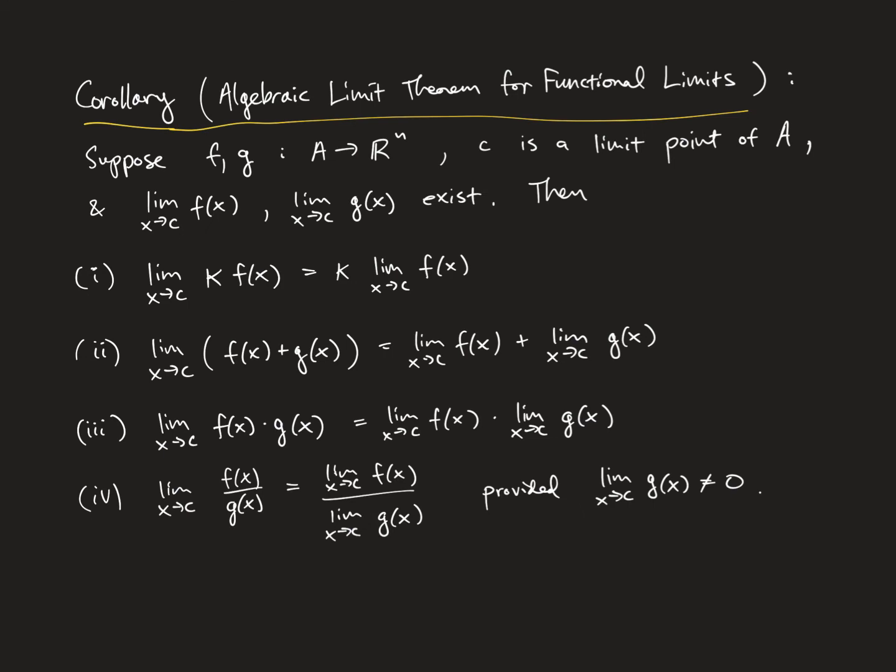So an immediate corollary of this is the algebraic limit theorem for functional limits. So in this case, we have two functions defined on the same domain in Rm, and we have a limit point C of A, and we suppose that the limits of these two functions both exist. Then the limit of a constant times a function is just the constant times the limit. Limit of a sum is the sum of the limits. Limit of a product is the product of the limits. And the limit of a quotient is the quotient of the limits, provided that the quotient on the right-hand side makes sense, so that the limit of g is not equal to 0.